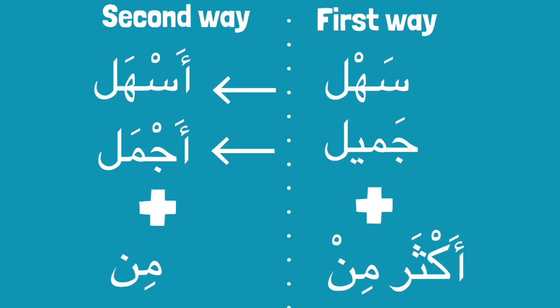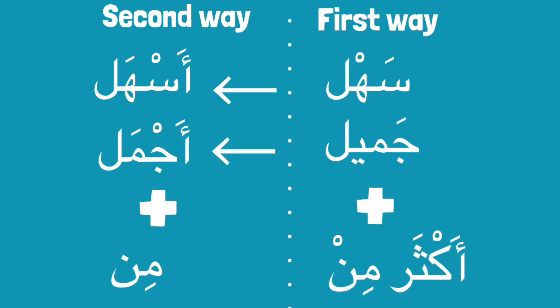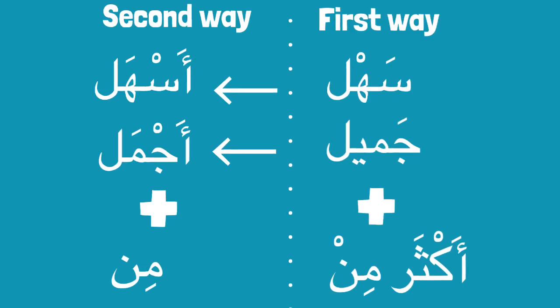What does أكثر من mean? It means more than. So as if we're going to say, this adjective more than this. هذا سهل أكثر من هذا. هذا جميل أكثر من هذا. If it's female, same, just put هذه سهلة أكثر من هذه, or هذه جميلة أكثر من هذه. We're going to see some sentences and examples in the next slide so that you don't get confused. You're going to see how we use the first way, so don't worry.